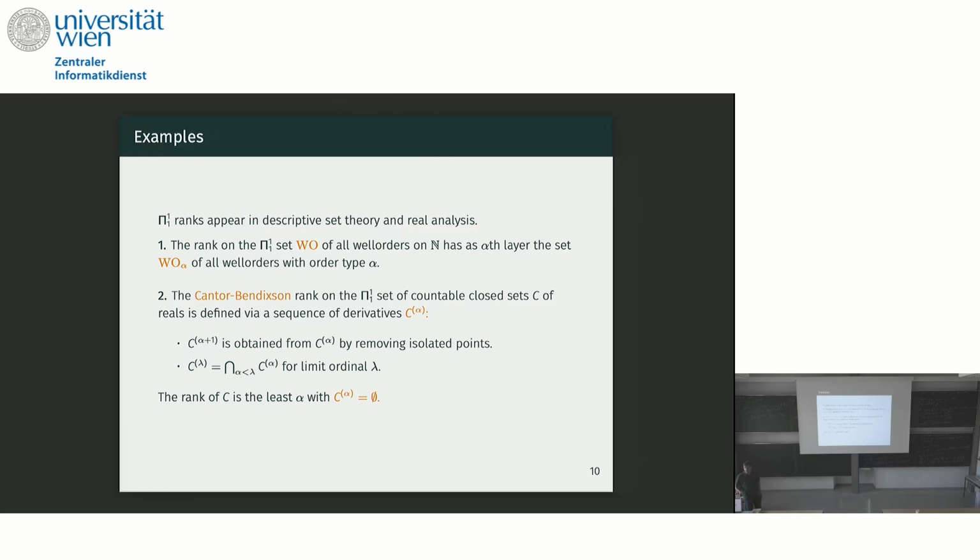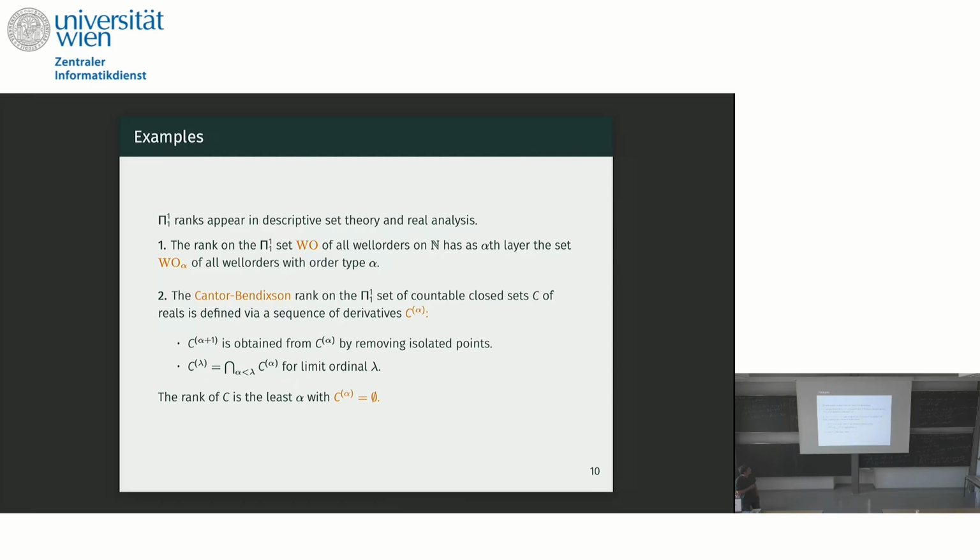All right, so I'm going to give you some examples. Ranks appear everywhere in descriptive set theory all the time. Here's the most basic rank. We take all well orders on the natural numbers, then we order them by the order type, W alpha. That's the pi11 rank. Next one is the Cantor-Bendixson rank on all closed sets. So you form derivatives, like you remove isolated points in an iterated way, and then at some ordinal this process is going to stabilize, and that's called the rank.